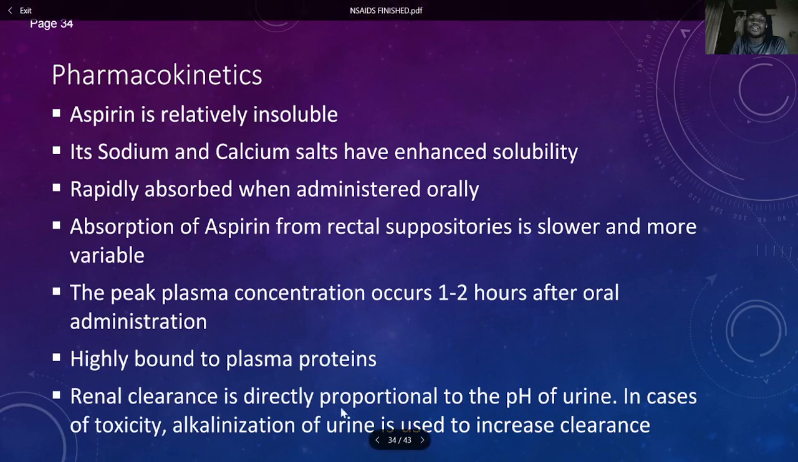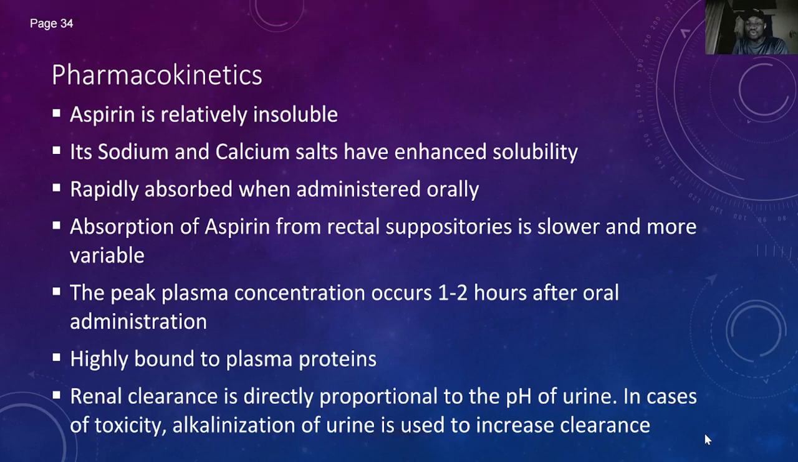Renal clearance is directly proportional to the pH of urine. In cases of toxicity, alkalization of urine is used to increase clearance. Aspirin is an acidic drug. It can increase the acidic content of the blood, so it causes a decrease in pH level, right? So to eliminate this drug in cases of toxicity, you need to do alkalization of the urine.